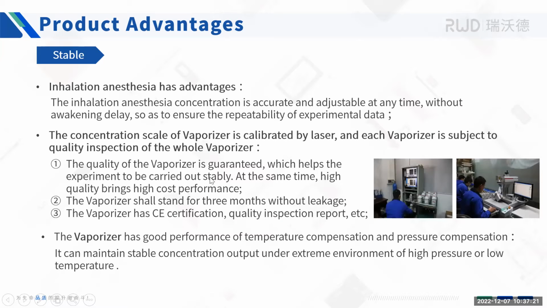And for stable, the concentration scale of our vaporizer is calibrated by the laser, and each vaporizer is inspected at the factory instead of sampling. It means we will check the vaporizer one by one, not only choose one of them and do a test.